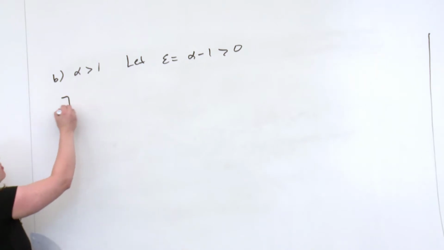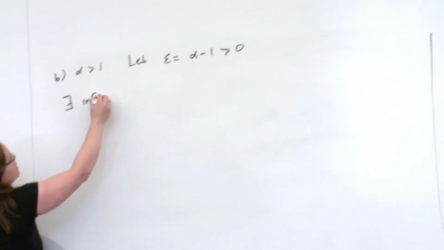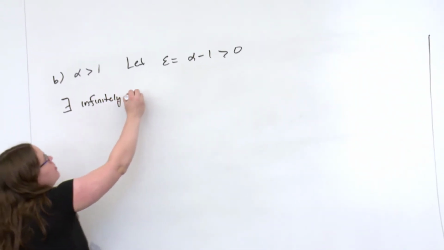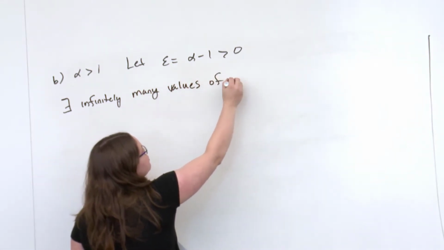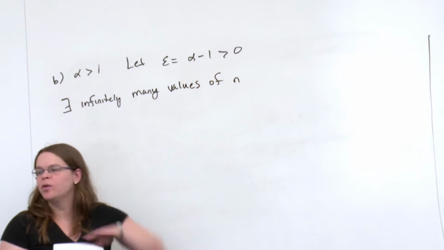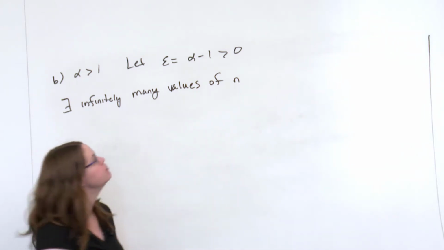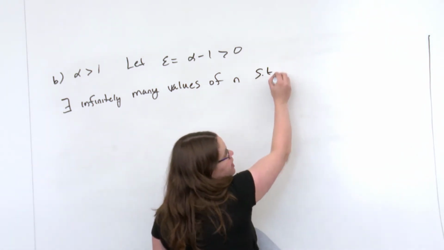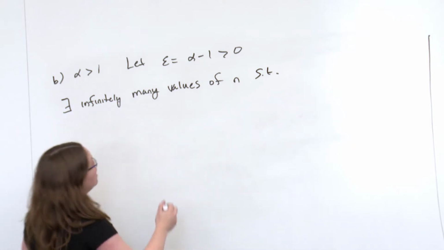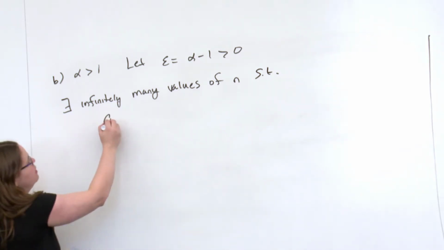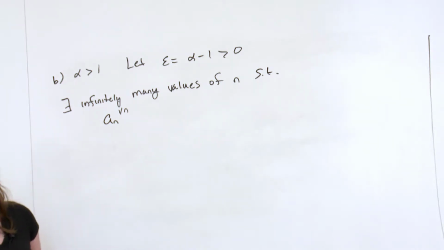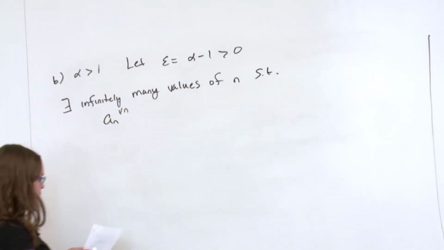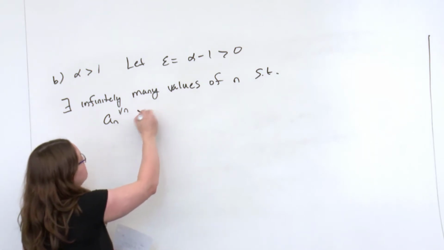So what that says is there exist infinitely many values of n. No matter how far along we go, we can always find another value of n that's going to jump up such that a_n to the 1 over n is bigger than L minus epsilon, alpha minus epsilon.